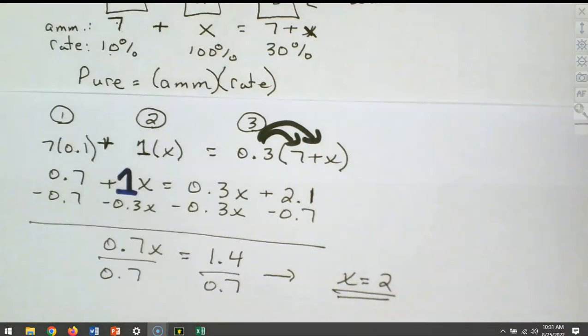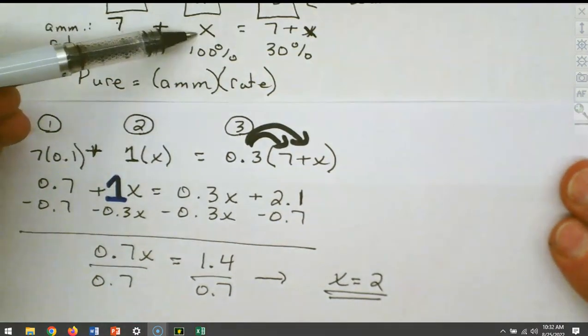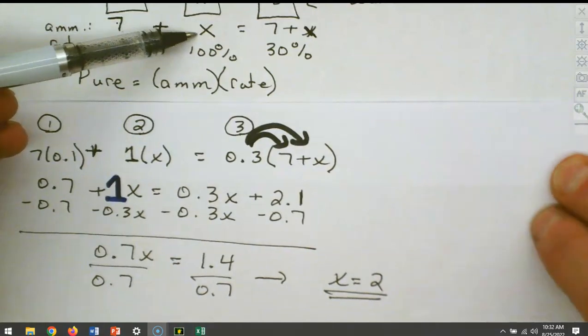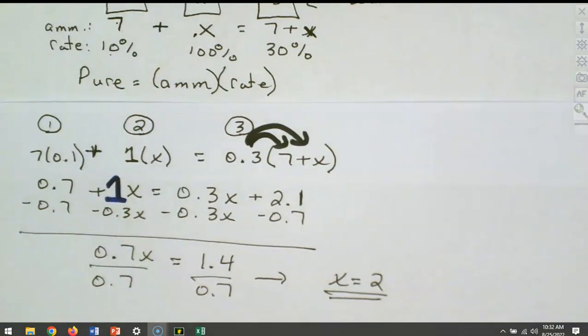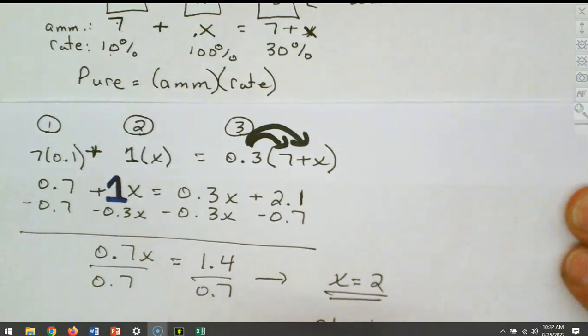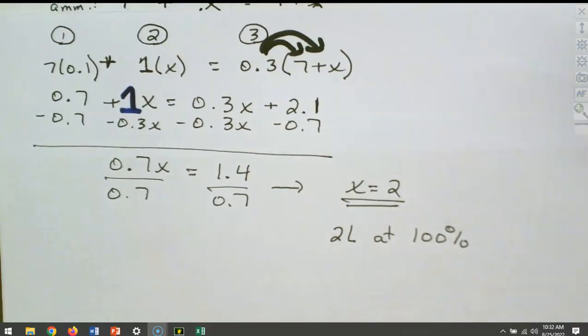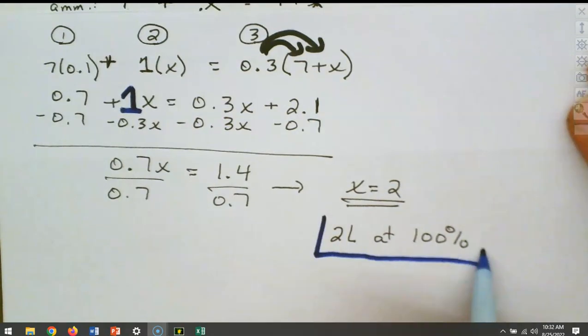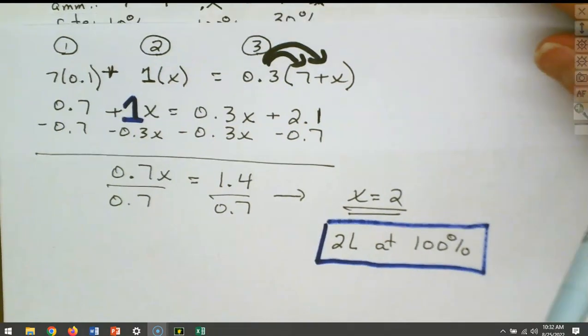Now we need to make sure we answer the question. What does that x go with? X was the amount of the pure. That's what we want. We need to make sure we label it with the correct units. This is a volume, so these are in terms of liters. So what do we have for our answer? We have 2 liters at 100%. I always like to label it with the unit of measure and also the percentage. So it's 2 liters at 100%. Is everyone kind of okay with how I work that one through?